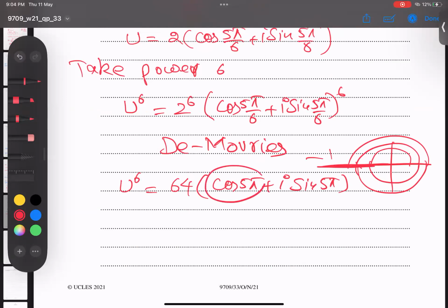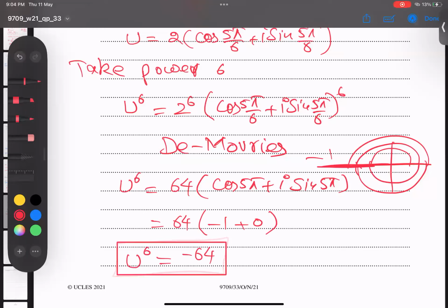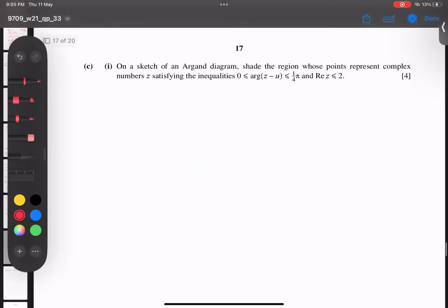So I can type it directly. This is 64, and here I'm writing -1. And sine pi along the x-axis is always 0. So I know it, but you can type it in the calculator, no problem at all. And -64 is our answer for u to the power 6. I think the point is very clear. This is the De Moivre's rule I applied. Anyway, let's talk about the next part.